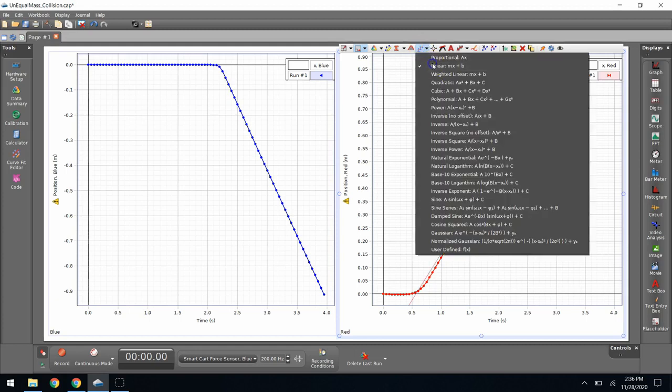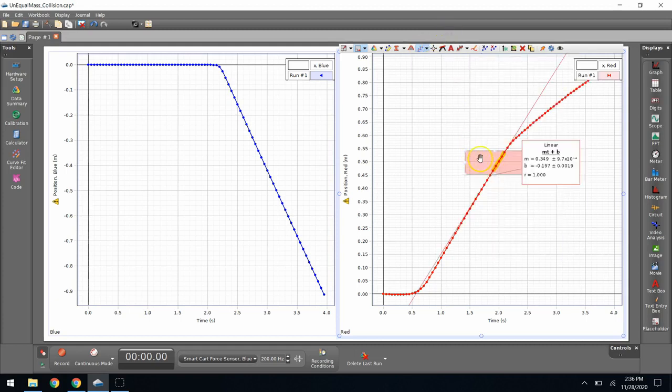So just before the collision, I get a velocity of 0.349 meters per second. And then just after the collision, it slows down to a velocity of 0.187 meters per second.